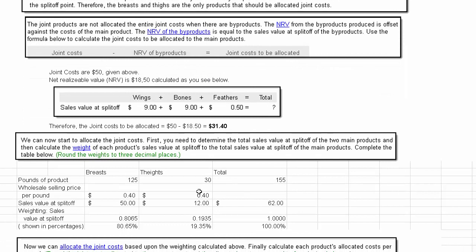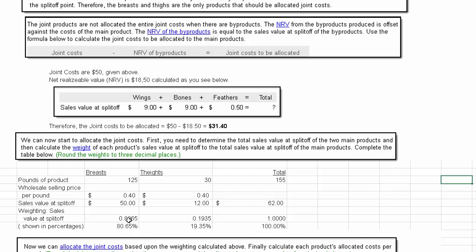And here's how we do it. We list the breasts and thighs, right? Come up with a total. I should move that to the right. And it might be easier if I underline that. Okay? So that's how many pounds of products we had. That was given. The wholesale selling price was given. Wholesale selling price of 40 cents. The sales value at the split-off. We come up with a total.